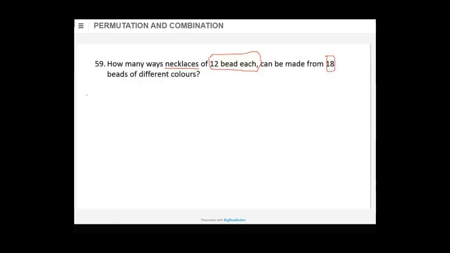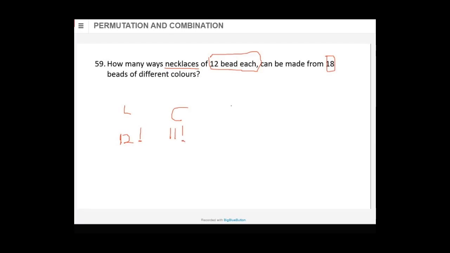You can't do -1 here. If it is factorial, you say in circular -1. Linear, if it is 18 factorial, linear, and 12 factorial if it is linear. Let me write here L. This is linear. So in circular, it becomes 12 minus 1, that is 11 factorial.